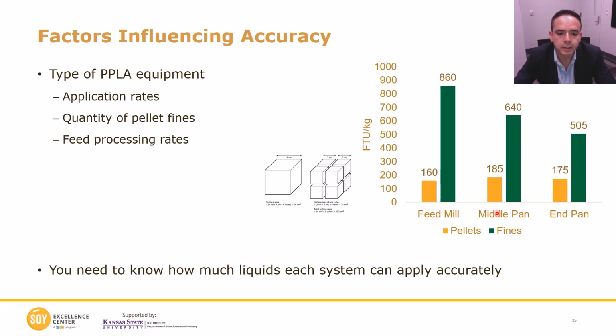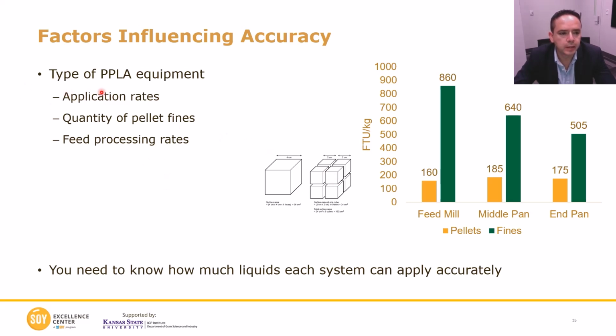So you can see in this example, they collect pellets and fines, and then they evaluate the phytase activity at the feed mill, then at the middle pan, and then at the end pan. This is at the farm. And you can see here that when the pellets were analyzed, the pellets contain a lower phytase activity compared to the fines. And this makes sense, as I mentioned, because fines have a higher surface area.